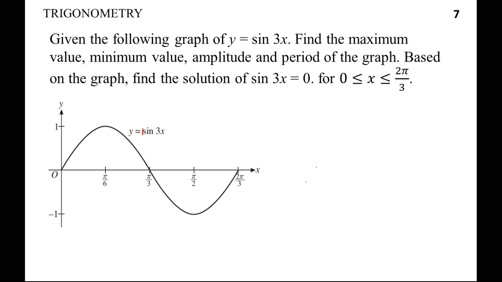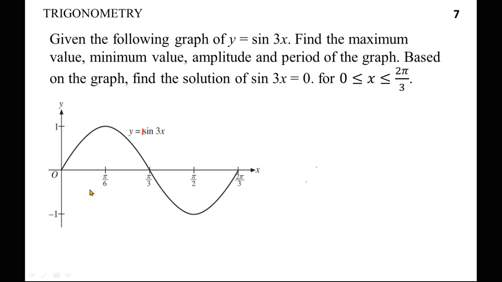Question 7. Given the following graph of y equals sine 3x, find the maximum value, minimum value, amplitude, and period of the graph. Based on the graph, find the solution of sine 3x equals 0 for 0 less than or equal to x less than or equal to 2 pi over 3.